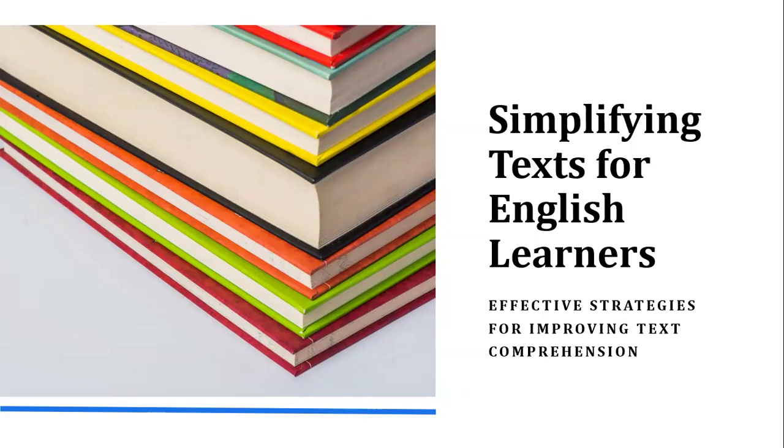In the previous video, we mentioned that simplifying text is a useful strategy to reduce cognitive processing in reading. Therefore, we will now focus on how to simplify reading text for English learners. We will discuss the unique needs of English learners and will provide concrete examples of how to adapt text for better comprehension and engagement.